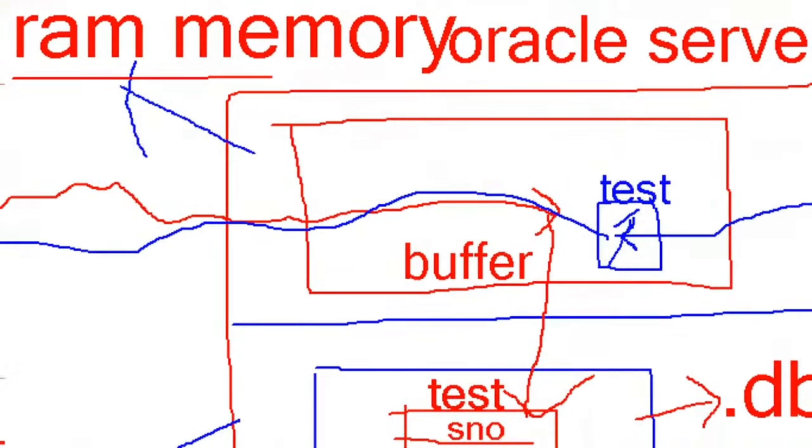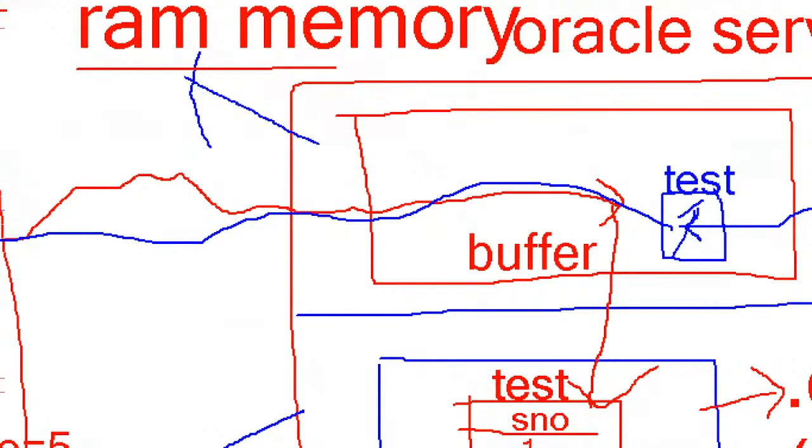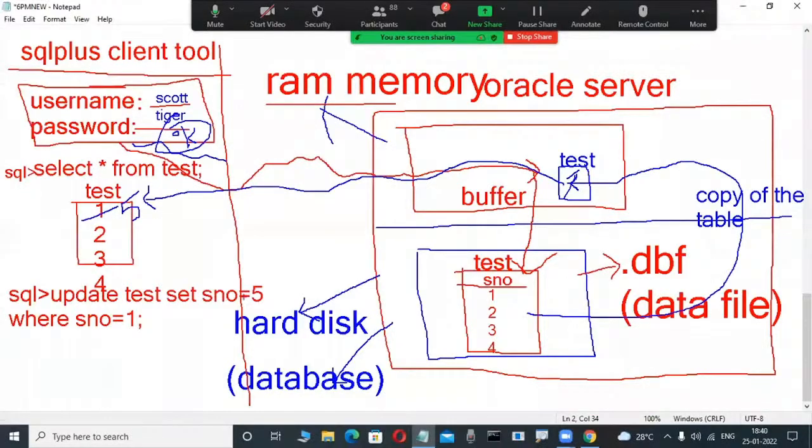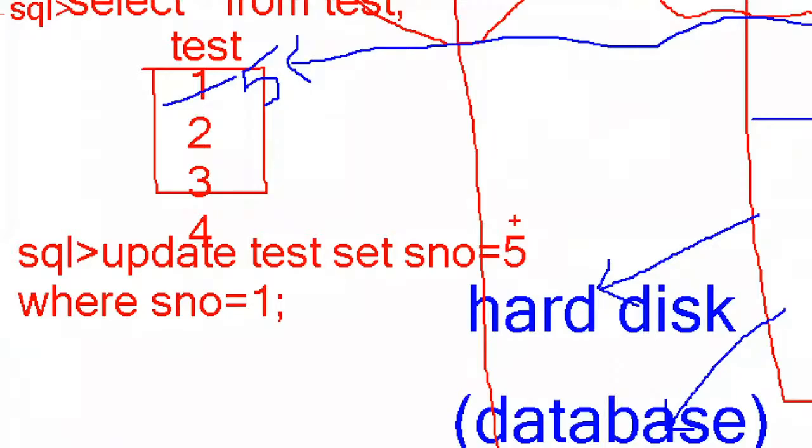Now you observed here, whenever I'm using an update command, what is this? You don't know also. Just, what is the new value? 5. Very good. Here the new value is 5. What is the old value? 1. Now, the old value is 1.